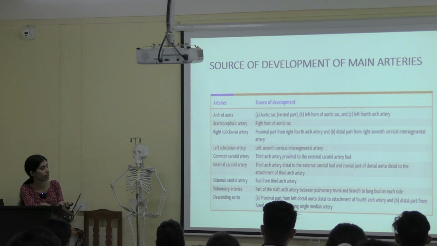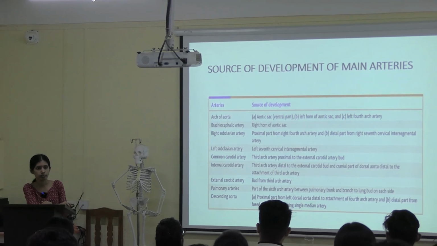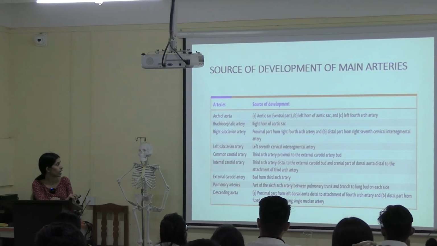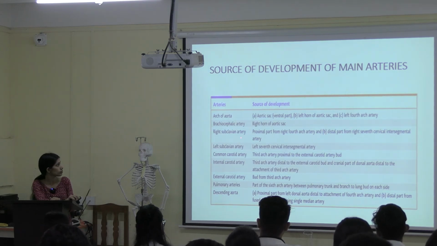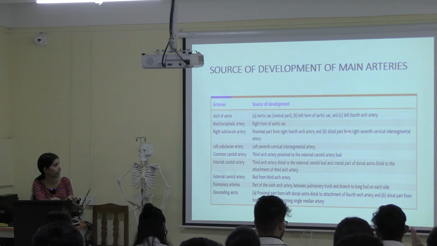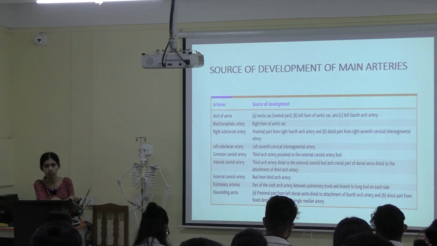this is the source of development of all the main arteries that we have discussed until now. Your arch of aorta is formed by aortic sac, left horn of the aortic sac, and also left fourth arch arteries. Right subclavian artery is formed by the fourth aortic arch of the right side and the right seventh cervical intersegmental artery.